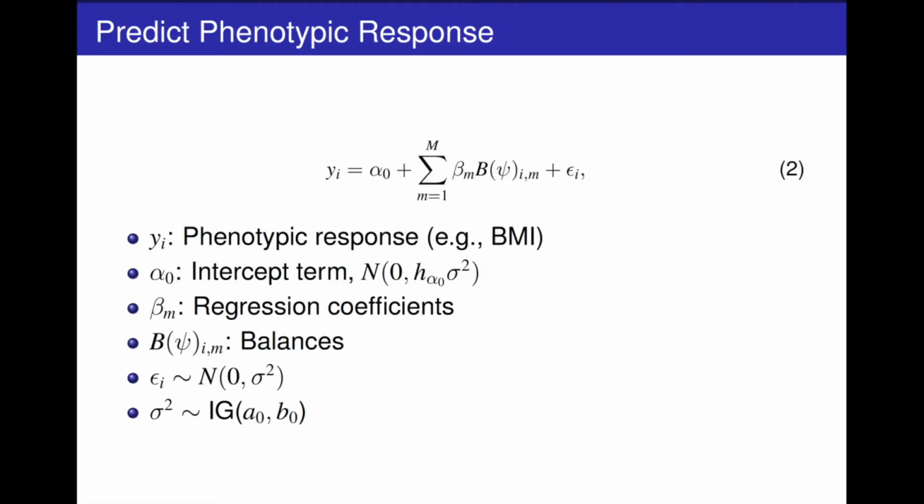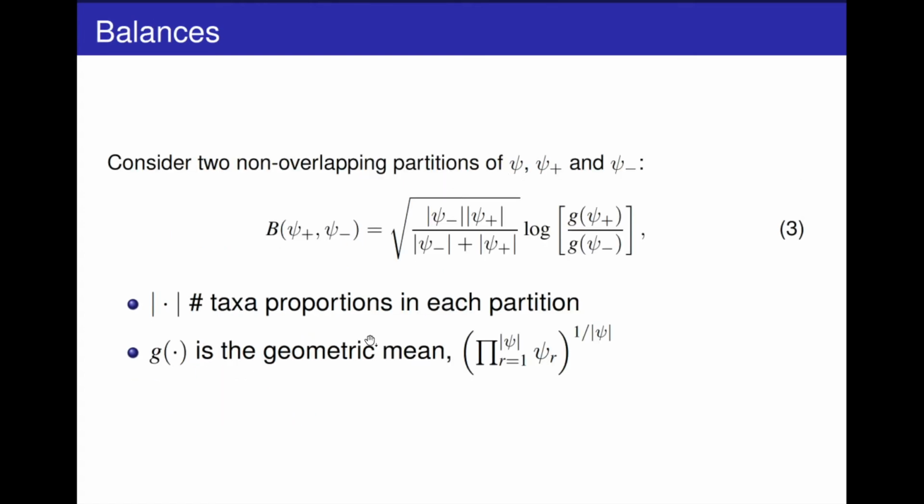In the second layer of our model, we regress a phenotypic outcome Y on a set of balances constructed using the psi estimated in the first layer of our model. Here, alpha_0 represents an intercept term. Beta_m are the regression coefficients corresponding to each one of the balances in our model. In terms of balances, consider two non-overlapping partitions of psi positive and psi negative. Here we define the balances for these partitions as equal to the square root of the product of the number of taxa in each partition over their sum times the log ratio of their geometric means.